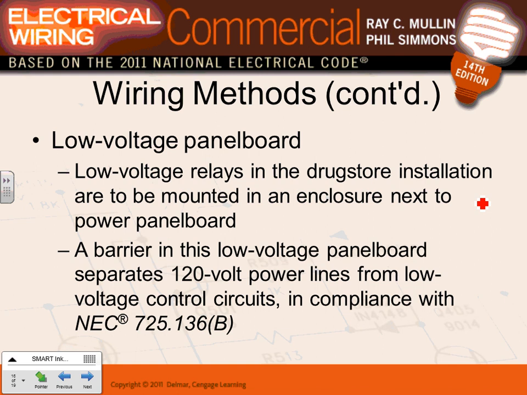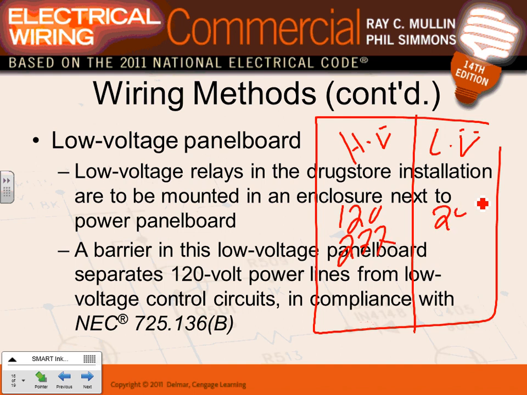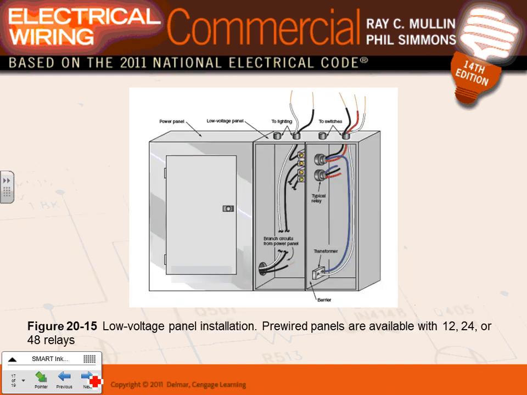So this just talks about the panels that we have. You're going to see a little bit about the panel. The panel has two sections. One is called high voltage. One is called low voltage. The high voltage is 120 or 277. The low voltage is 24 volt. By code, you have to separate them with a barrier. Can I have a thumbs up, Chad? We know how to separate them with the barrier. So that's the panel that you have to see.